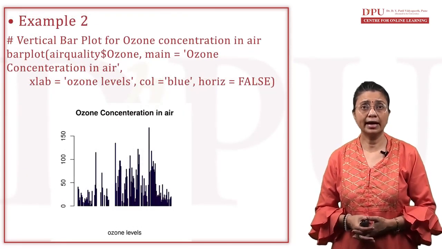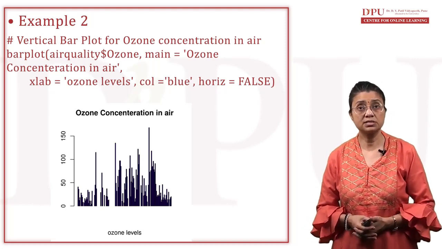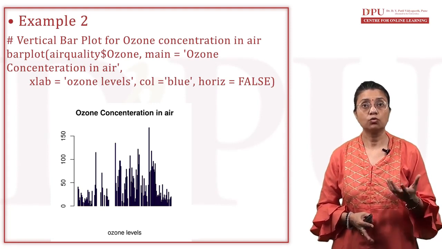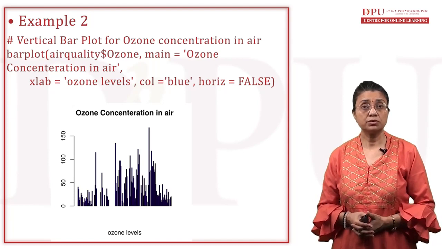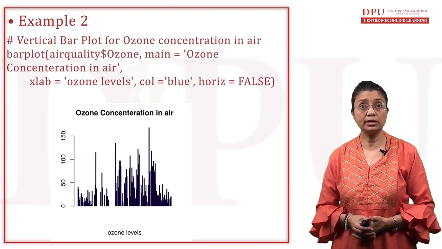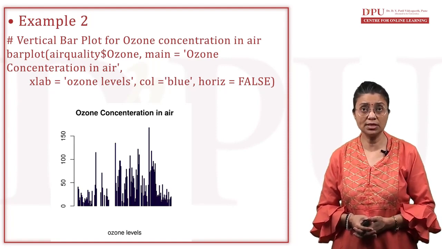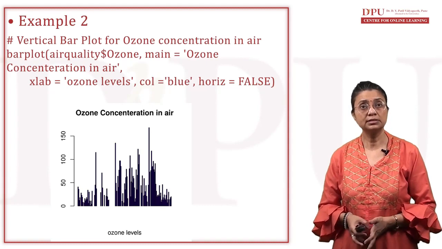We can even have a vertical bar plot with the help of the horiz value equal to false. You can see over here that we have ozone concentration in air as the main, xlab is equal to ozone level, col is equal to blue, which means that the color is blue, horiz is false, and then finally we have the particular output on the screen.